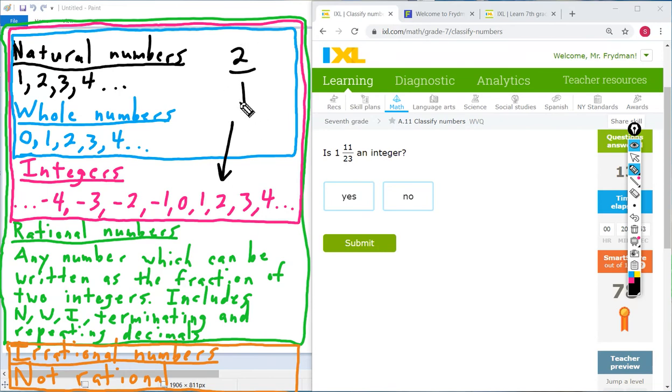And you think to yourself, no, it's not an integer, but actually it is, because 2 divided by 1 is just 2. But you're lucky, because I don't think that the makers of IXL are going to trick you that way in this exercise. So basically, if you see a fraction here, it's not going to be an integer. So we're going to click on No for that one.